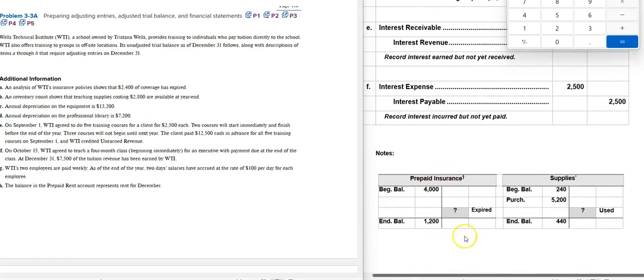Down here we can see visuals of the prepaid insurance adjustment as well as the supplies adjustment that you can reference if that would be beneficial to you.